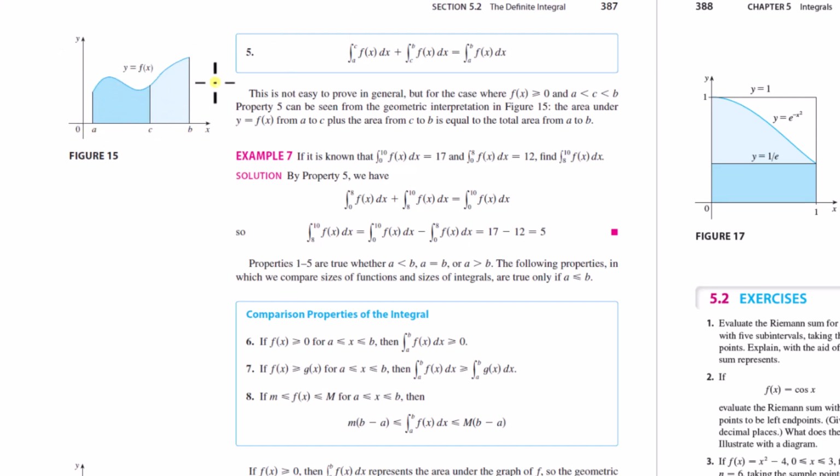Now, the way they have it drawn out here, it makes it seem like this only works if a, b, and c are positive, but that's not the case. This is the case in general. So a, b, and c can be positive or negative numbers, and it's the exact same result.